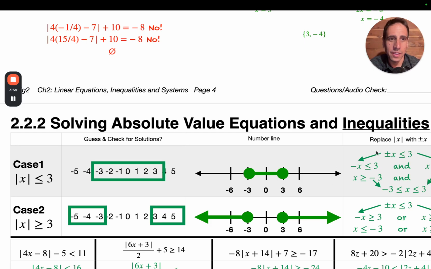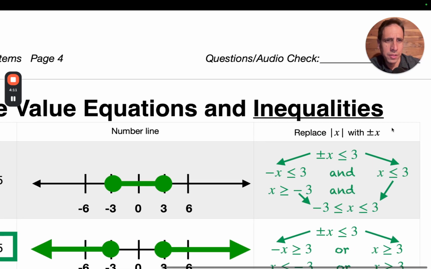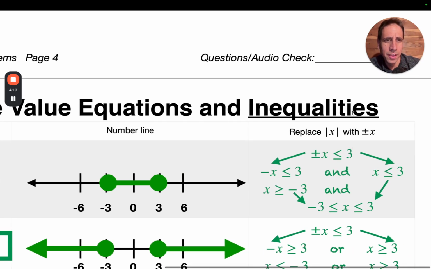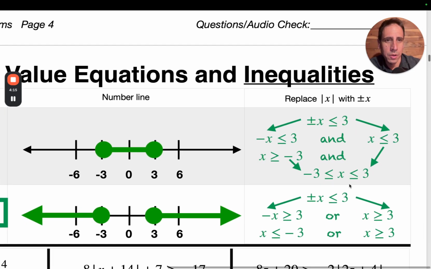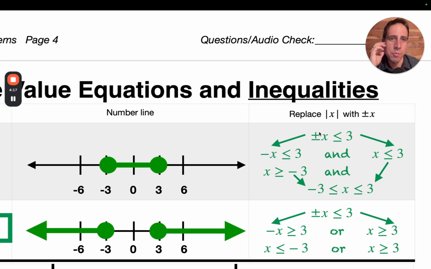So what does that look like if you were going to actually solve this the way that I'm asking you to? Again, we're going to replace the absolute value of x. Keep doing that. Replace the absolute value of x with plus or minus x. So case 1 would look like this. You've got plus or minus x is less than or equal to 3. Let's separate them out into both inequalities. You've got the negative version on the left and the positive version on the right. So you don't really need to do anything to this. It's already solved.